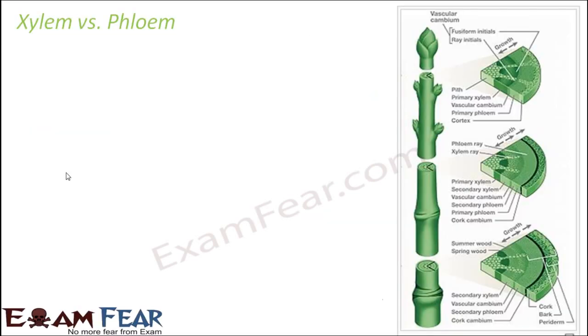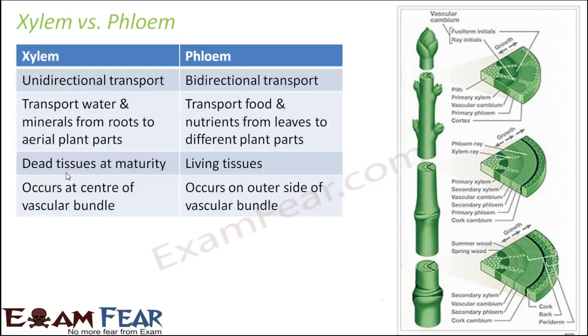On phloem, and let us have a quick recap of xylem versus phloem. So what are the differences that we observed when we spoke about the two? Talking about the direction of conduction, xylem is unidirectional, that is, it is always downward to upward, whereas phloem is bidirectional, upward as well as downward. Xylem transports water and minerals, whereas phloem transports food and nutrients.